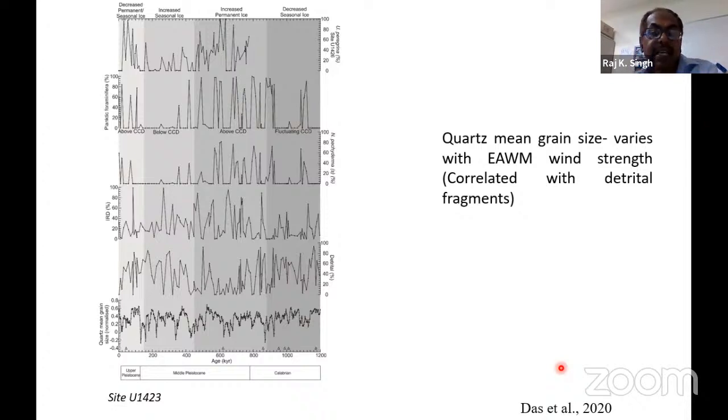When we analyzed site U1423, we tried to measure the IRD and detrital percentage to understand what the conditions were there, because it is further in the higher latitude. Permanent ice sheets were there up to 700 or 800 kilo years, and then we get increased seasonal ice.